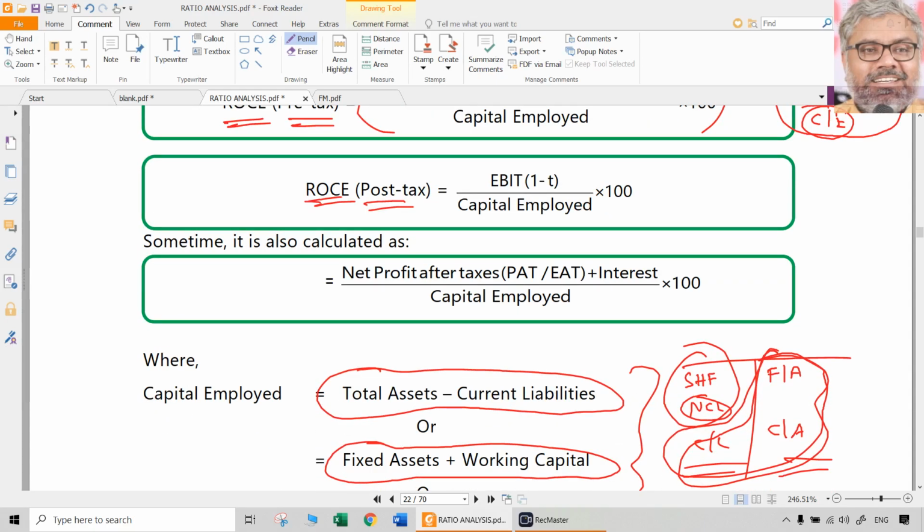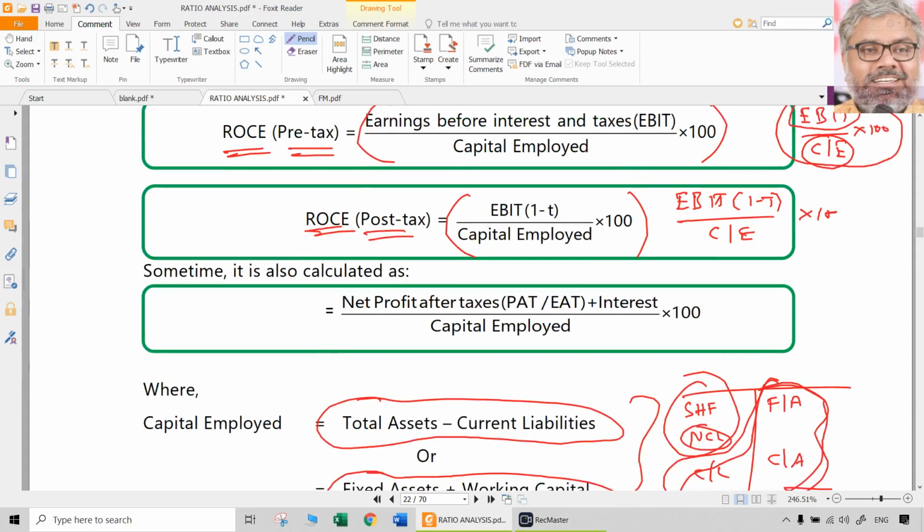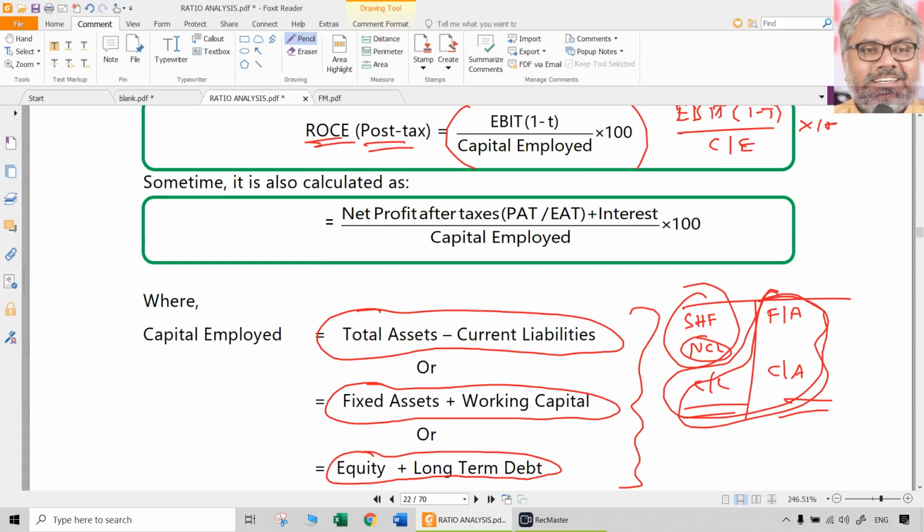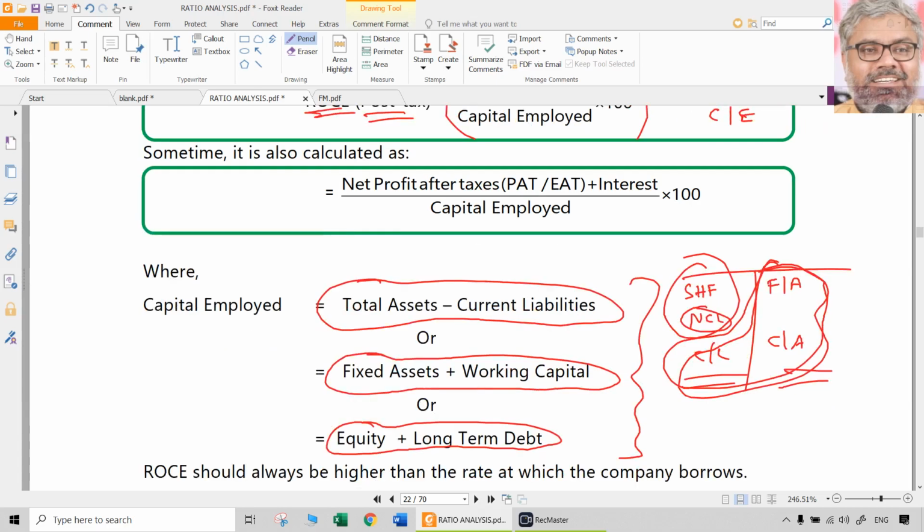But tax is okay. That is why, post-tax, as an improvisation, EBIT multiplied by (1 minus tax rate), divided by capital employed, multiplied by 100. This also can be used if it is a post-tax return on capital employed. If nothing is mentioned, you can just stick to the pre-tax return on capital employed. If it is asked, then we have to calculate post-tax return on capital employed.